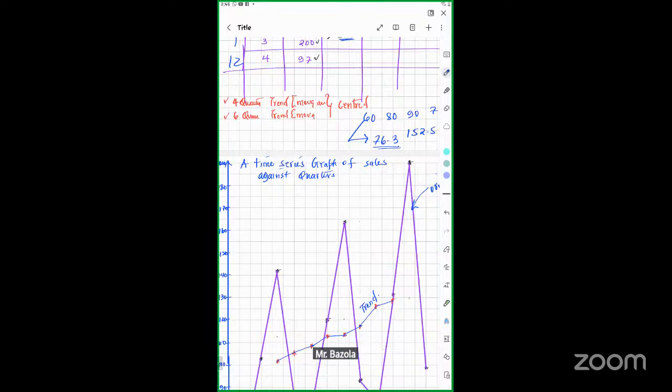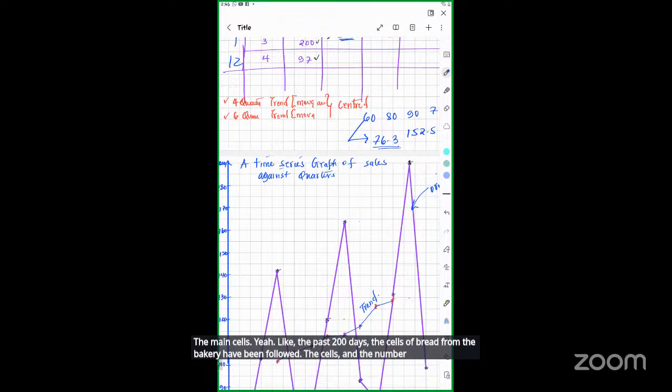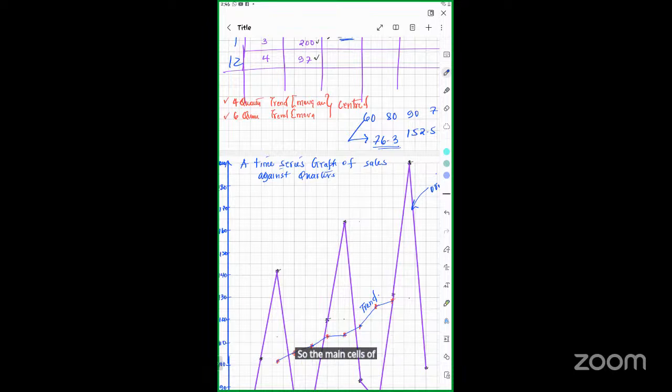What about the mean sales? Over the past 200 days, the sales of bread from the bakery have been followed, with sales and the number of days. So the mean sales of bread: it is ungrouped data with frequencies, so summation fx. X bar is summation fx over summation f. This could also have been given as probabilities, maybe 10% and so on.